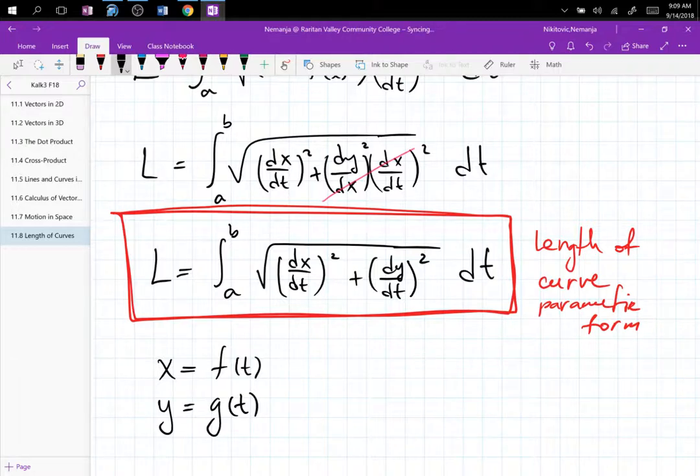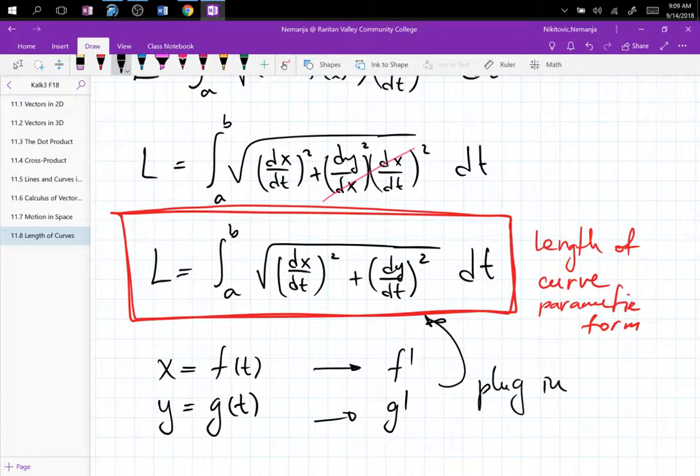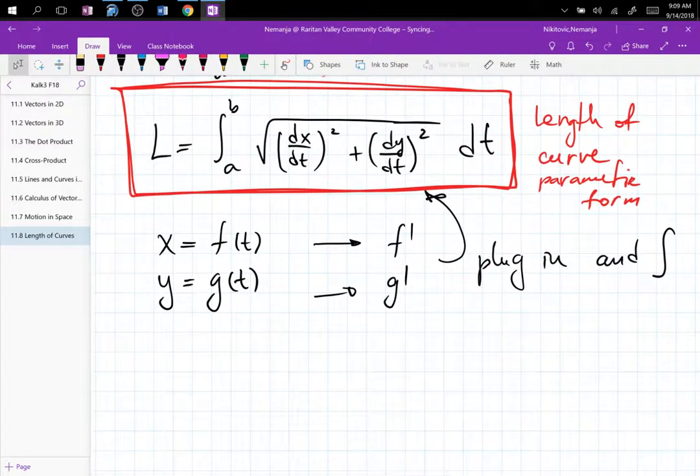Well, you will find these derivatives, f prime and g prime, and you will just plug them in and integrate. It's a very simple set of steps to compute the formula. You just have to be careful of what kind of horror you are going to have to integrate, right? Which is where you use u-substitution and integration by parts and trig sub and partial fraction decomposition, right?